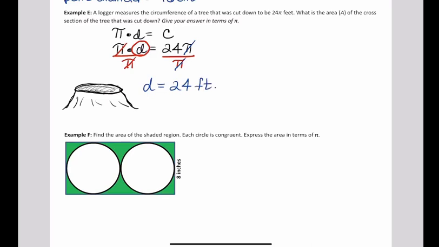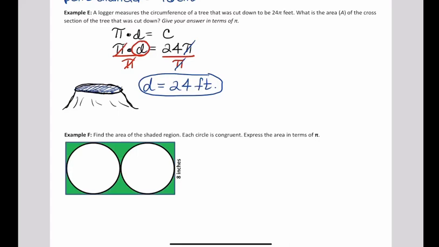That's a pretty wide tree, by the way. Maybe it's a redwood or something, but it's 24 feet. Okay, now this question is asking, what is the area of the cross-section of the tree? So we're looking for the area of that stump, the area that's on top of it.